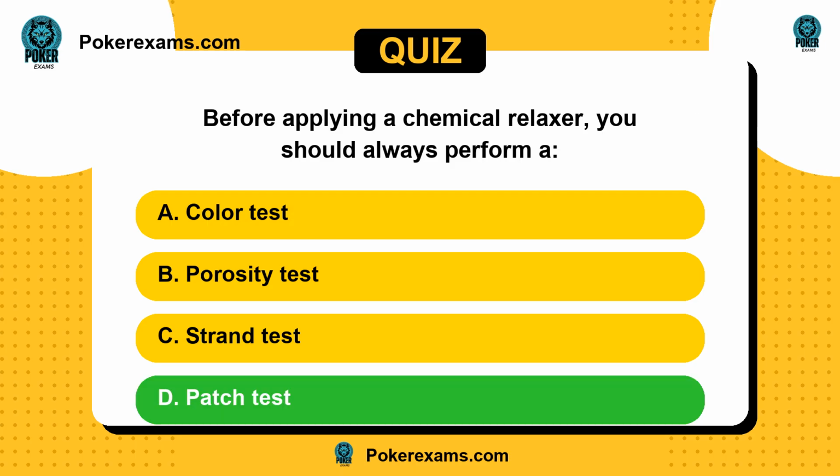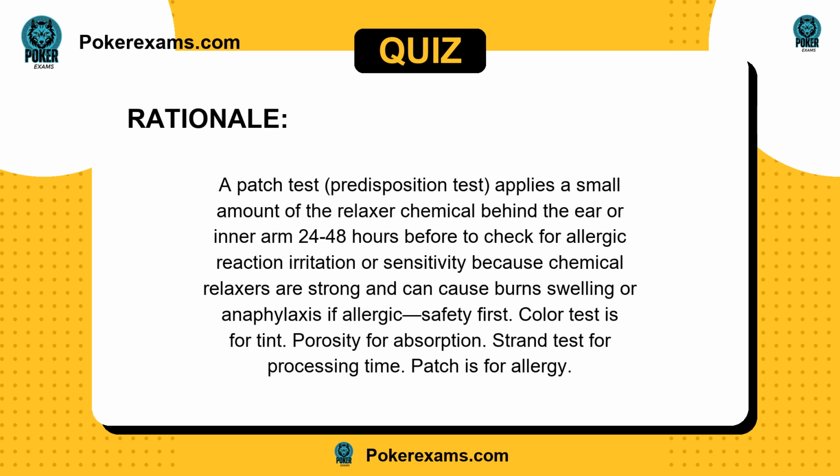The answer is D. A patch test, or predisposition test, applies a small amount of the relaxer chemical behind the ear or inner arm 24 to 48 hours before to check for allergic reaction, irritation, or sensitivity, because chemical relaxers are strong and can cause burns, swelling, or anaphylaxis. If allergic, safety first. Color test is for tint. Porosity is for absorption. Strand test is for processing time. Patch is for allergy.